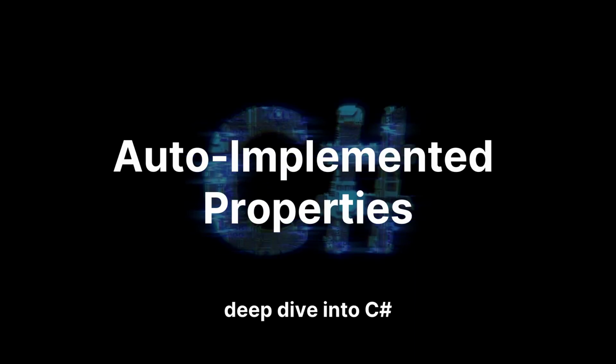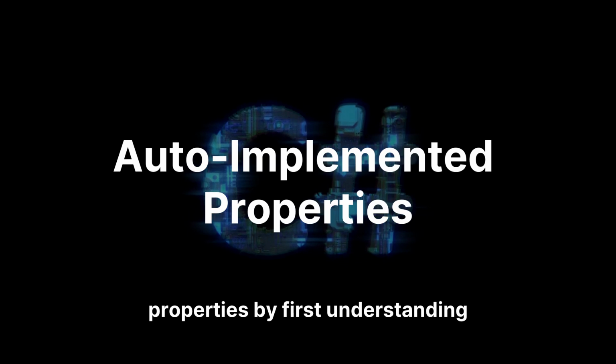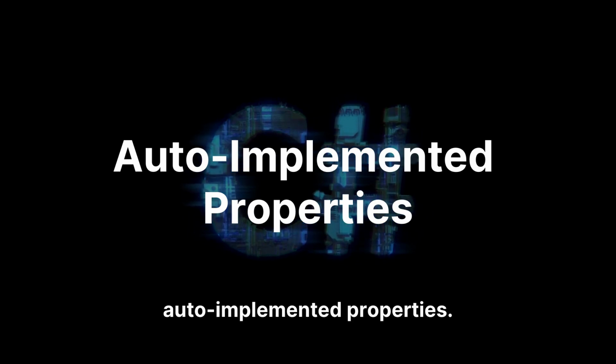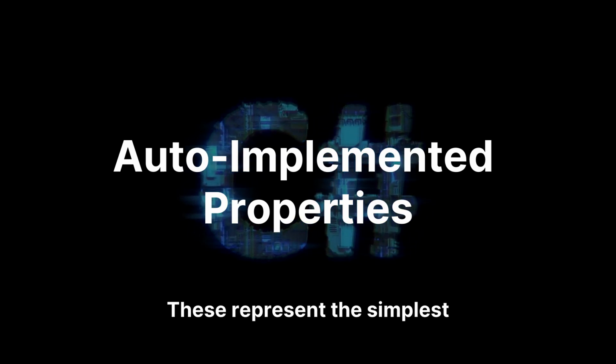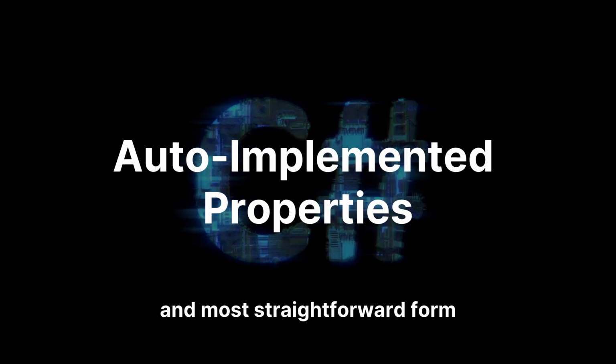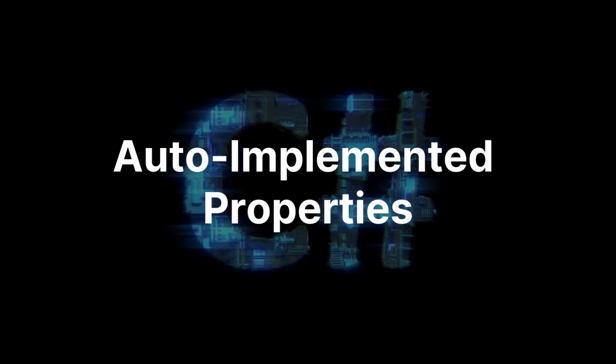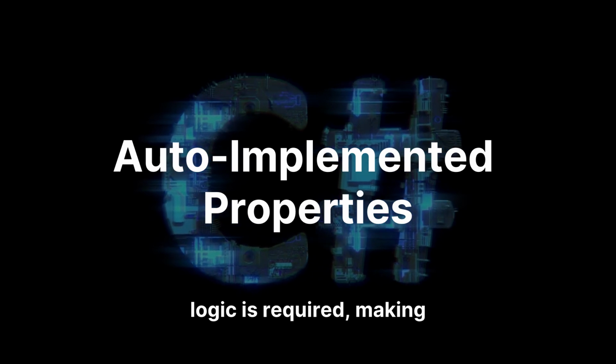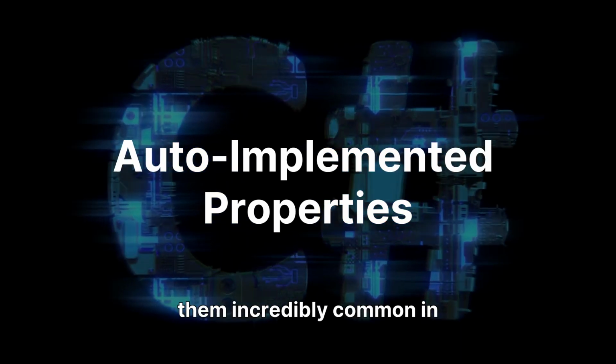Now, let's begin our deep dive into C# properties by first understanding auto-implemented properties. These represent the simplest and most straightforward form of properties, designed for scenarios where minimal custom logic is required, making them incredibly common in everyday development.